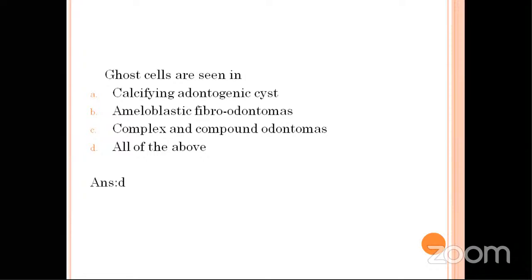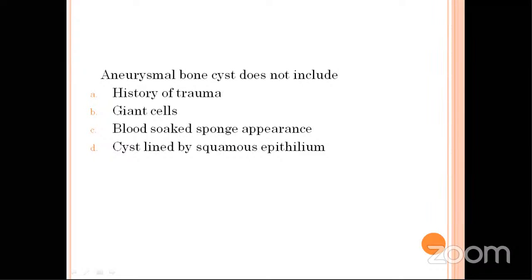Ghost cells are seen in all of the above. Yes, we have discussed it. Aneurysmal bone cyst does not include. It includes history of trauma, giant cells, blood-soaked spongy appearance, but it is not lined by squamous epithelium. So as I told you, aneurysmal bone cyst and traumatic bone cyst doesn't have a lining. These are pseudocyst.